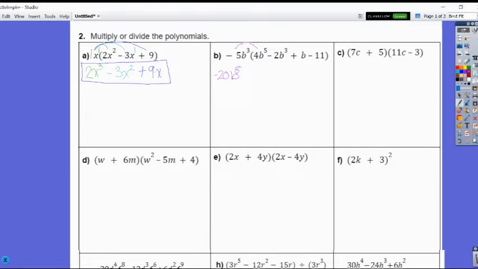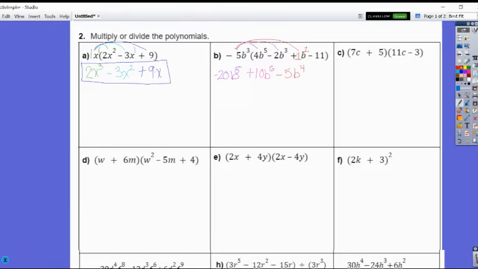Then my next term, negative 5b to the third times negative 2b to the third. So negative 5 times negative 2 for my coefficients makes positive 10. B to the third times b to the third. When you multiply the bases, add the exponents. 3 plus 3 puts you at b to the sixth. Multiplying again, negative 5b to the third times that b. So negative 5 times invisible 1 makes it negative 5. And b to the 3 times b, when I multiply the bases, add the exponent 3 with the invisible exponent 1. That makes b to the 4.